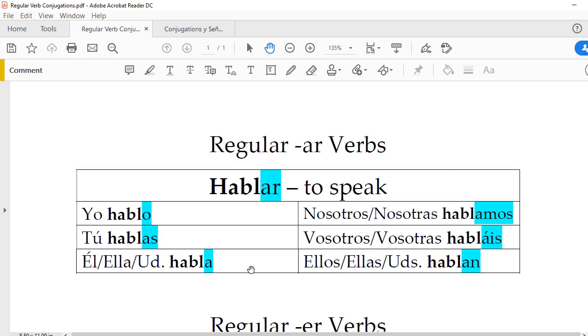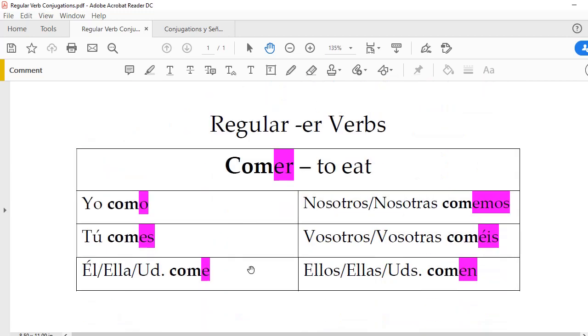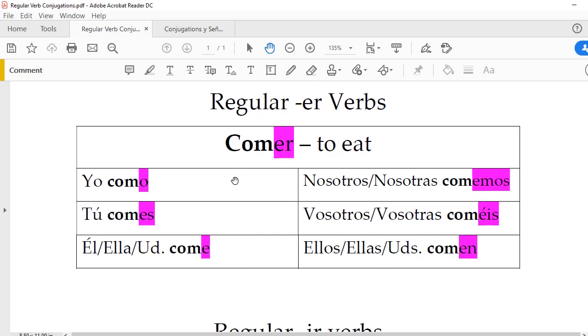Okay, I'm not going to take as long to talk about the ER and IR verbs. Again, you can see that the base of the verb in every form is bolded, so you can see what stays the same, and the endings are highlighted, so you can see what changes. We have an ER verb now. This is comer. Everybody, comer, which means to eat. Very similarly, for yo, you chop off the ER and replace it with O, so you have yo como. Tú comes, ES is the ending.